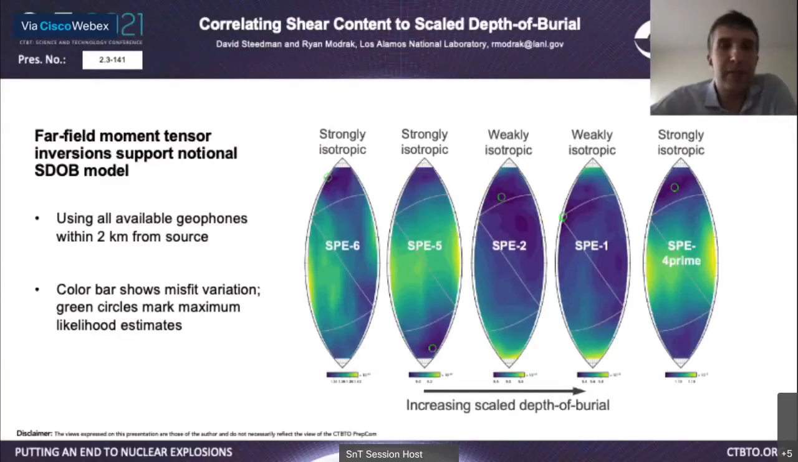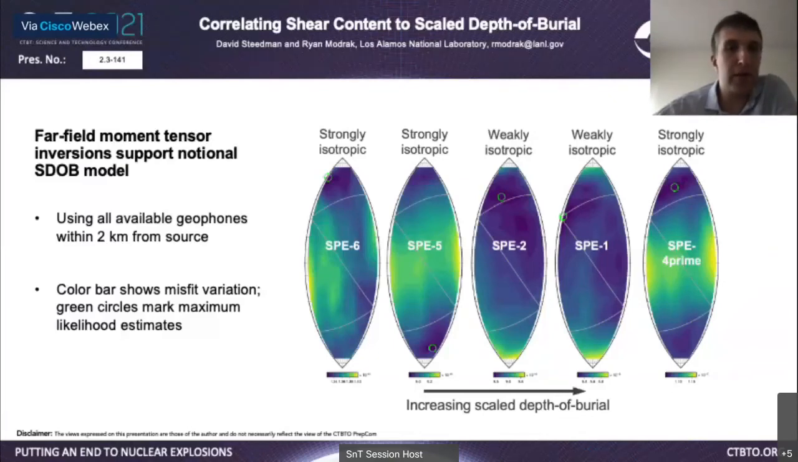And so when we apply this procedure to the source physics experiment explosions, we get these misfit plots in which we again see a pattern involving scale depth of burial. So these plots are actually ordered in terms of increasing scale depth of burial.